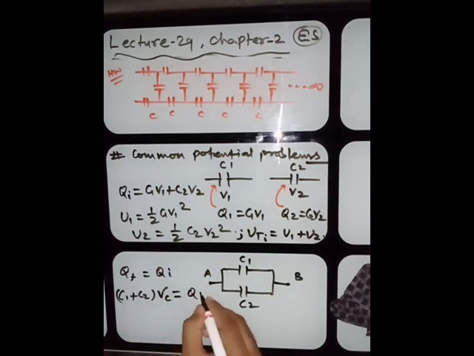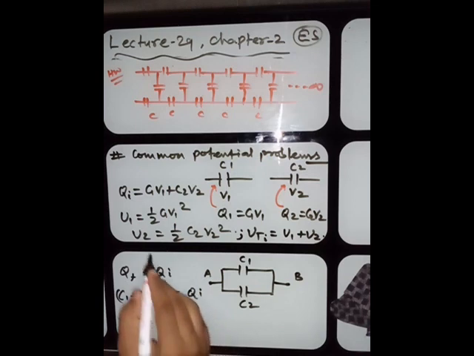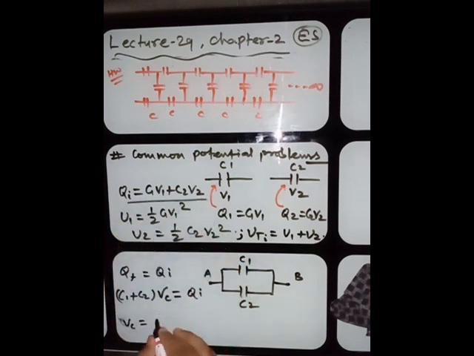It is the initial charge. So the common potential VC can be written as Q initial over C1 plus C2. As you can see over here, it is C1 V1 plus C2 V2 divided by C1 plus C2. They're very simple, my dear student.